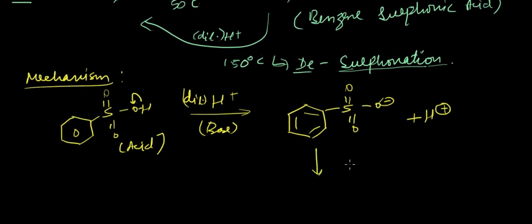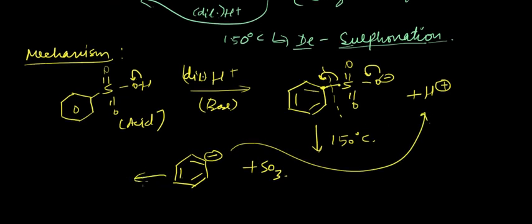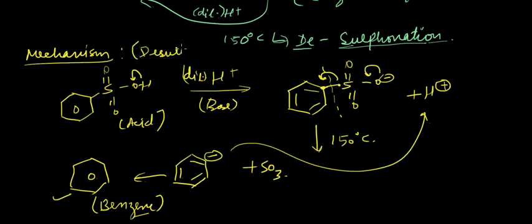Now we heat this again at, as I mentioned, 150 degrees Celsius, so as to break this bond between the carbon atom and the S atom. So we actually break this bond, and with the release of SO3 gas we have a carbanion formed, something like this. This carbanion then acts on the H plus, which was released in the previous step, to restore the benzene ring. So with this we complete the mechanism of desulfonation.